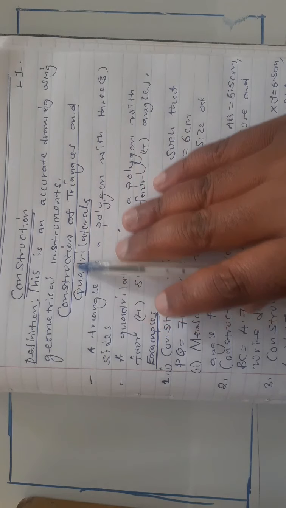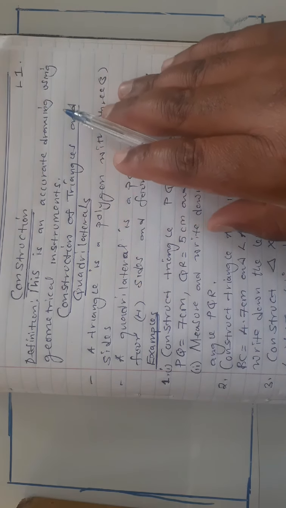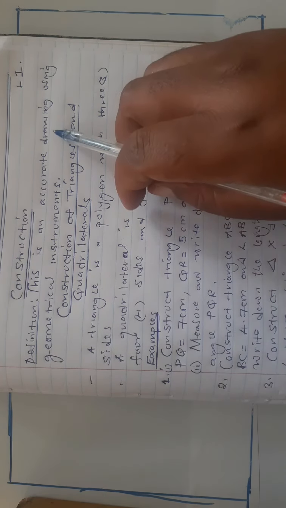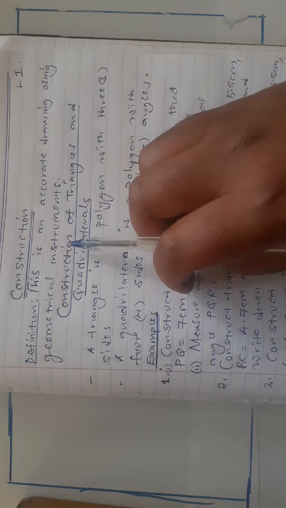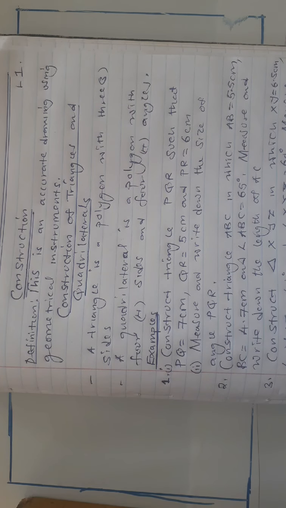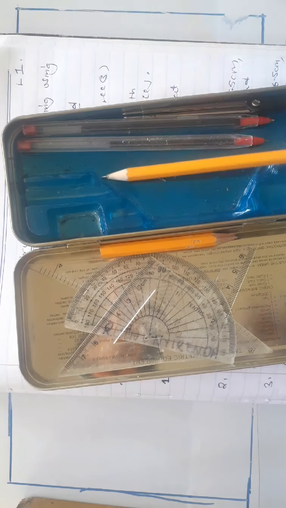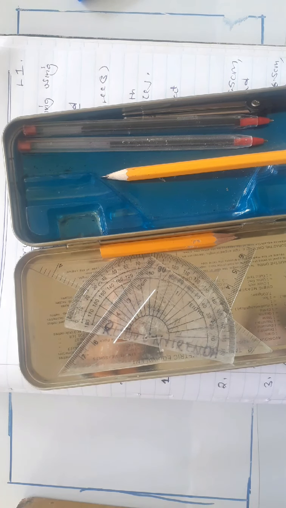When you look at construction, this is an accurate drawing using geometrical instruments. So if you are asked to construct maybe a polygon, how are you going to do it? You come up with an accurate drawing using geometrical instruments. By geometrical instruments, we mean these, some of the instruments that you are supposed to use in an exam.